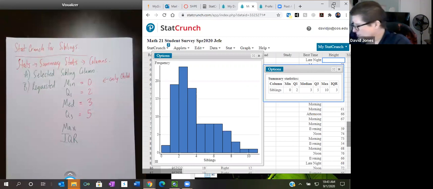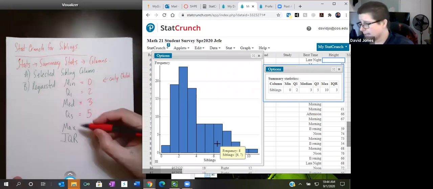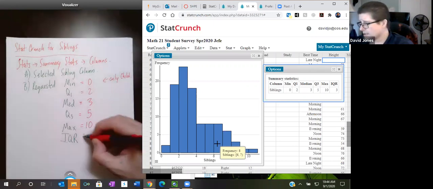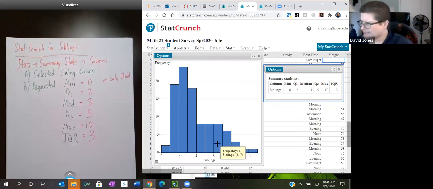There were several students that had above 6, 6 siblings, which meant 7 kids. There were 8 people out of like 100. That seems large to me, but maybe it's not. And max was 10. 10 siblings meant 11 kids. The IQR is listed as 3. Does that work?